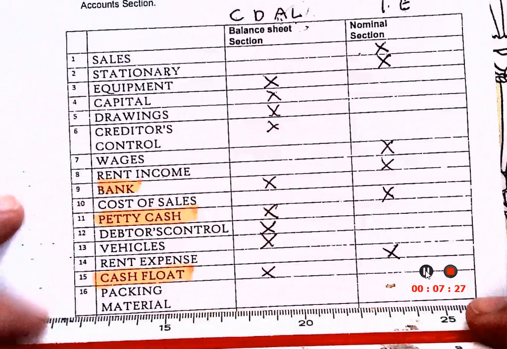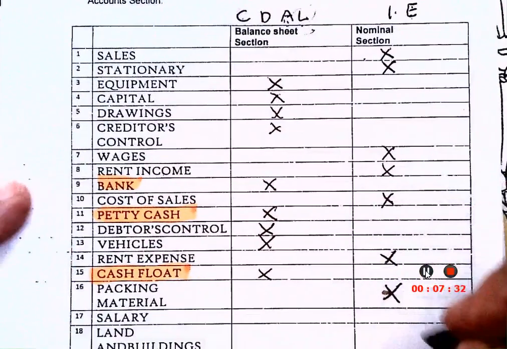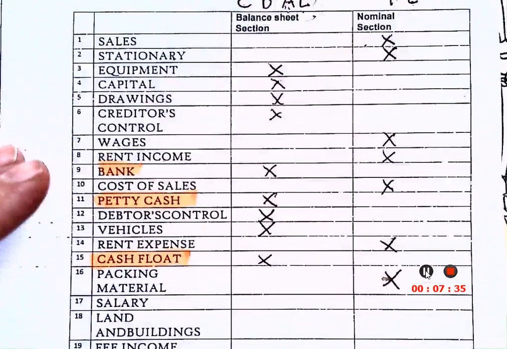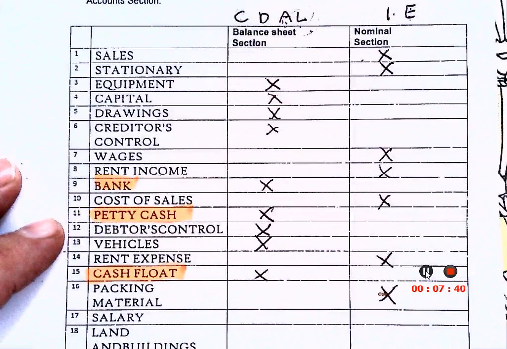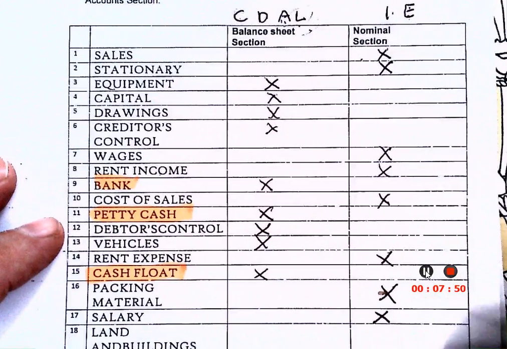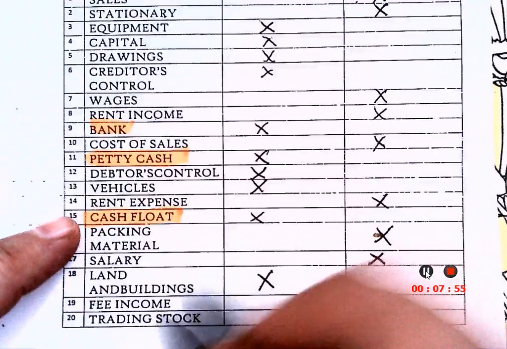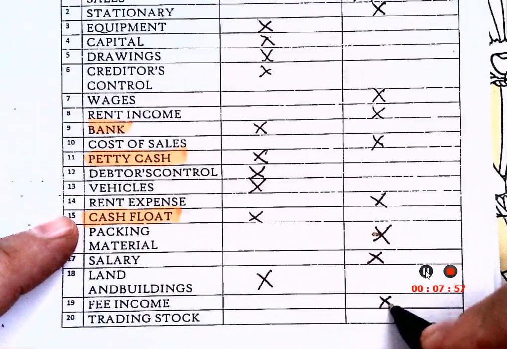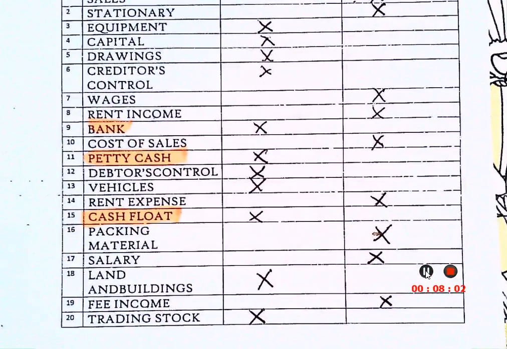So packing material is an expense, so it's a nominal. Salary is an expense. It's an income for the person who gets the salary. But remember, we are the business, so we are paying the salary, so it's an expense. Land and buildings is an asset, so it's a balance sheet. Fee, they tell you it's an income, so it's a nominal. And trading stock is an asset, so it's a balance sheet.